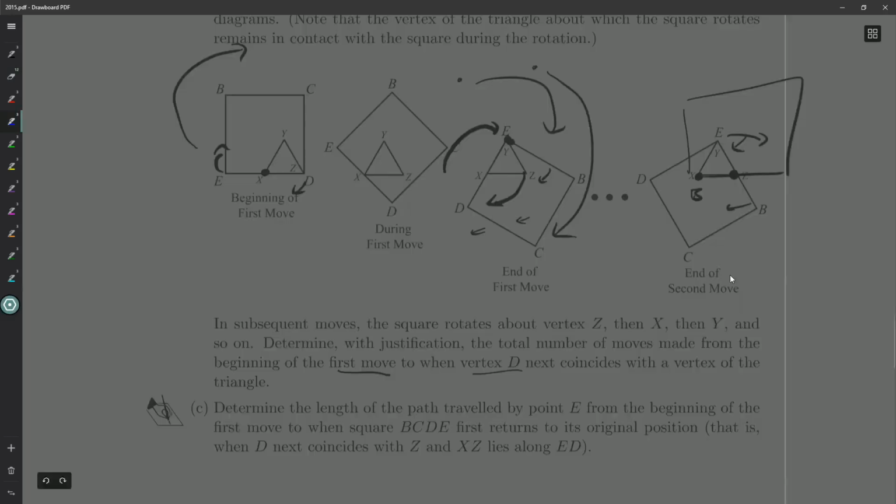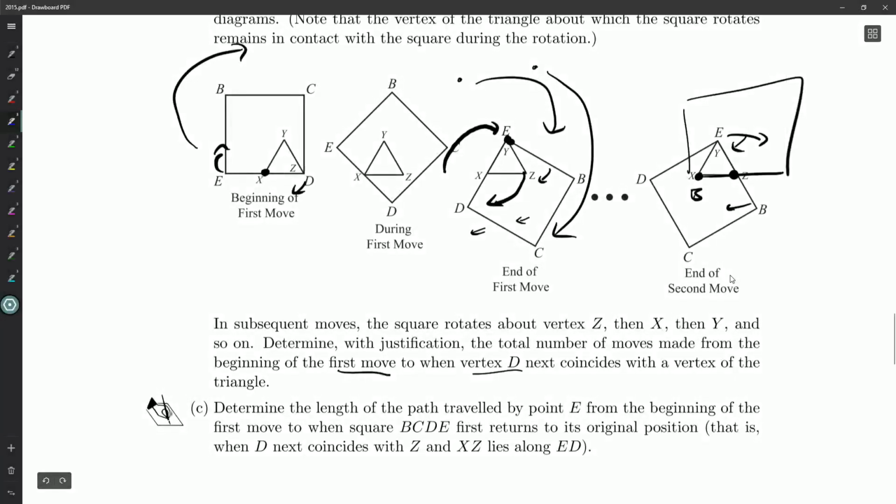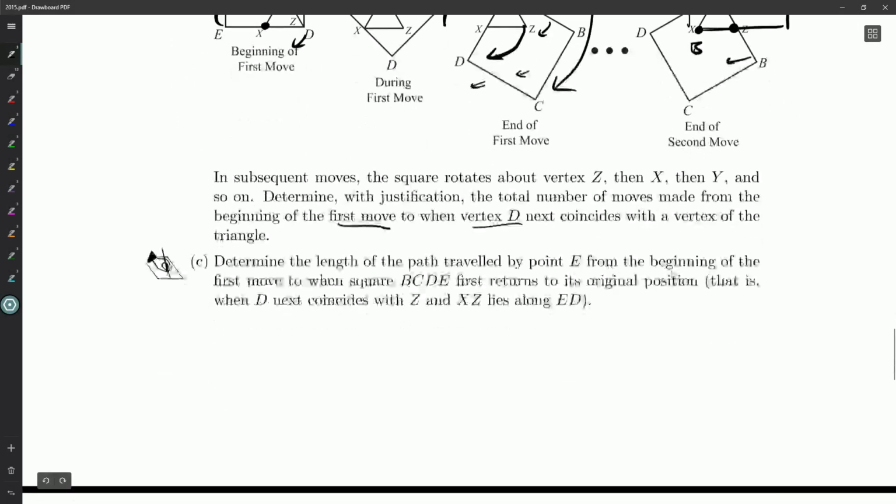Did they just want D in a corner again? First move when vertex D coincides with a vertex of the triangle. Okay, nothing about sides of the triangle and sides of the square lining up, nothing like that. Okay, so determine with justification. Well, a series of move pictures would do the trick just fine. Okay, it doesn't always have to be paragraphs and paragraphs of text.